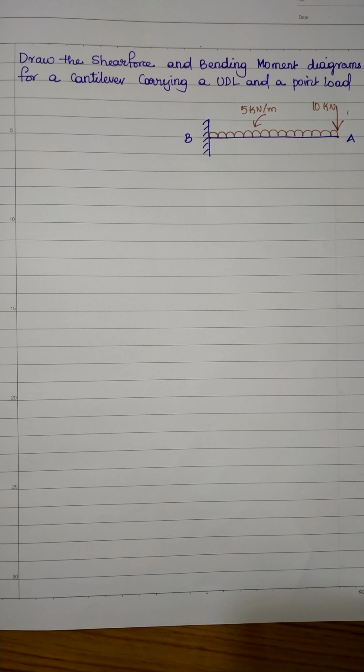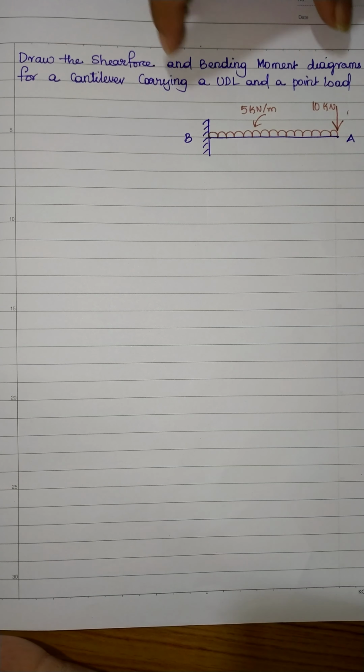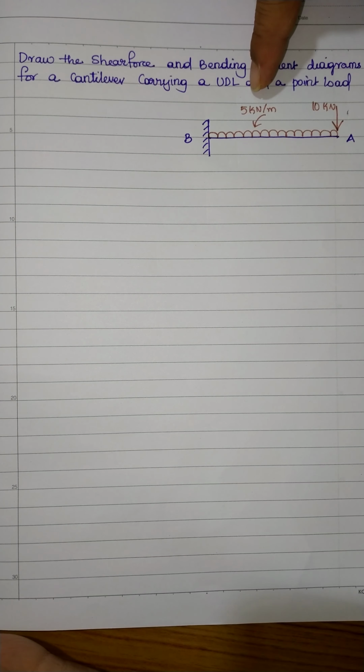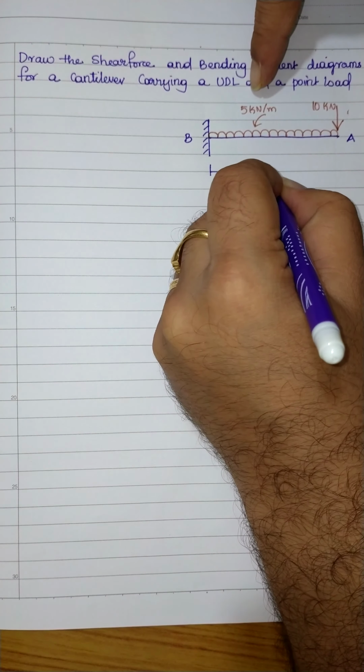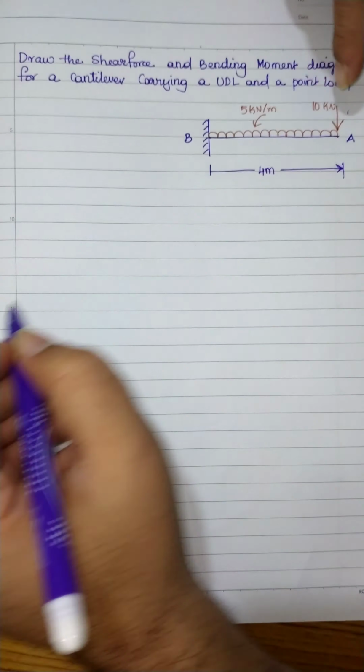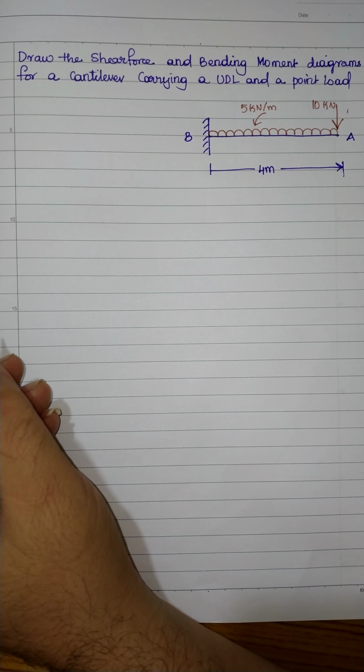Hello my dear students, today in this video I'm going to explain to you how to draw the shear force and bending moment diagram for a cantilever carrying a UDL and a point load. Here you can see a cantilever AB, which is fixed at B and free at point A. It is carrying a UDL of 5 kN per meter over the entire span of 4 meters, and there is a point load at the free end, that is 10 kN.